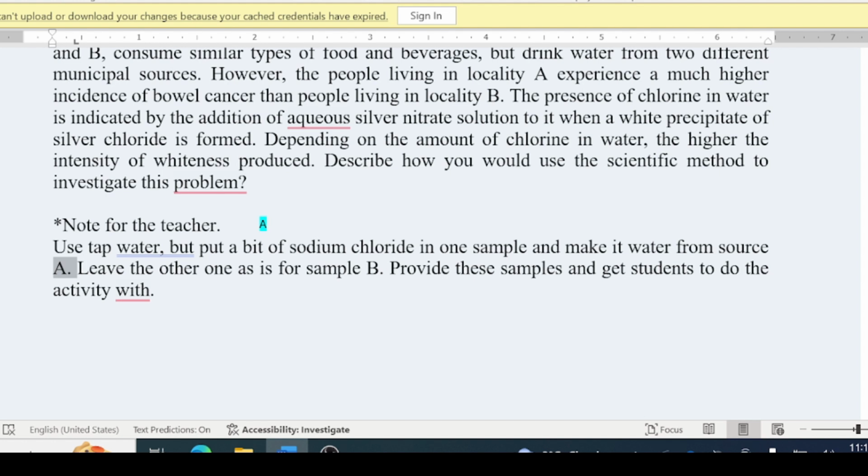They say get water from locality A and locality B. They test it with silver nitrate solution and see which one gives more precipitate. Then they'll give me their method, step by step what they do. And then they'll give me the results. Then they analyze the results. And they'll make a concluding statement whether or not their hypothesis was true. And then they'll have to go and further investigate this. It could be that it's not the chlorine, but something else. So I hope that was useful to you.